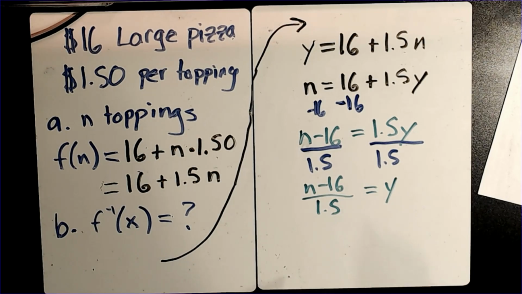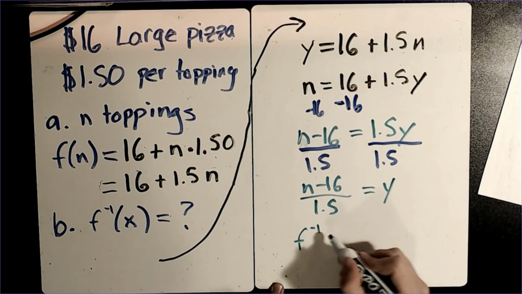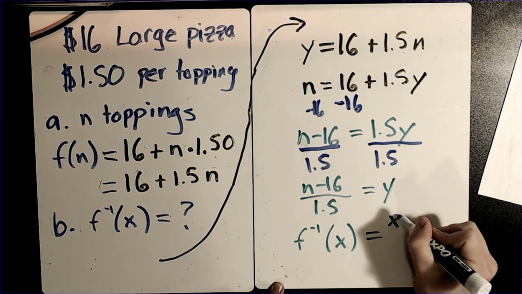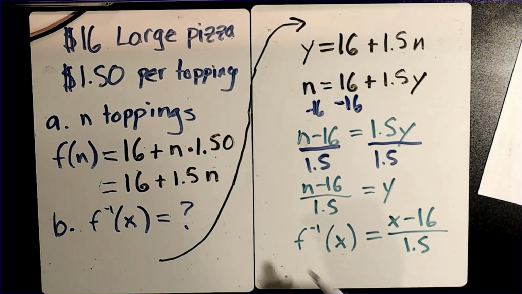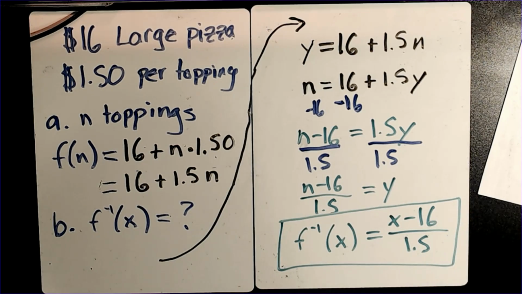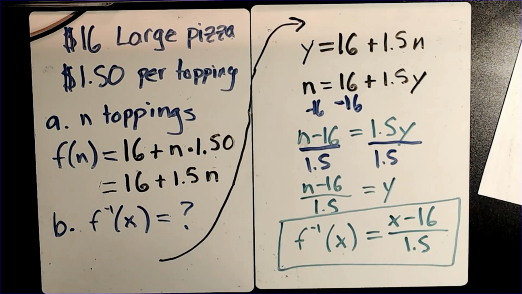So I'm going to use the variable x for the inverse. It doesn't really matter, just so that we don't get confused here. This is going to be x minus 16 over 1.5. Okay, that is your inverse function. Now, you could probably write this a different way if you wanted to with fractions, but this is okay for what we're doing here.